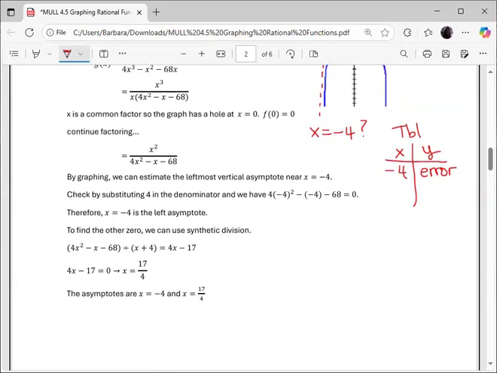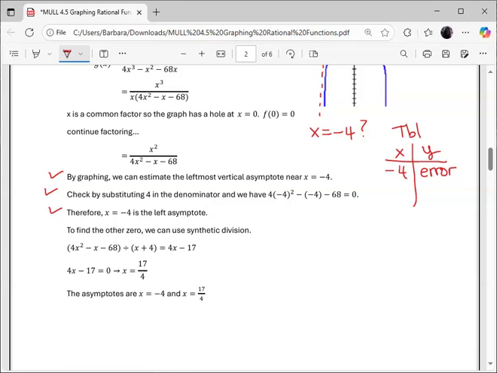Another way to check is to actually plug it into the denominator and see if that forces it to be equal to 0. I prefer this method because it's going to help me find the other 0. We don't have to check it if we use a table, but we do need to check it some way and then use it to find the other 0. All right, so plugging that in, we indeed get 0. Therefore, x equals -4 is the left asymptote.